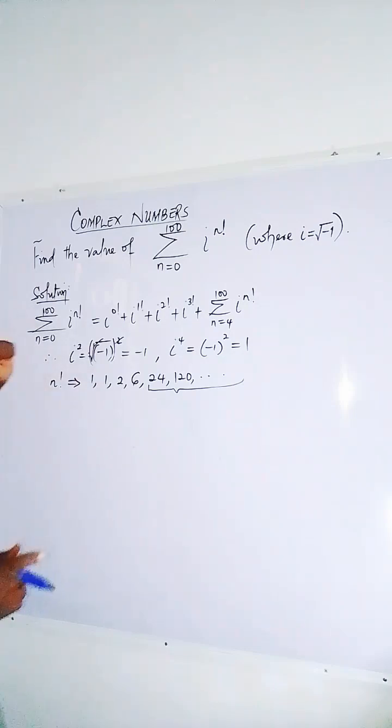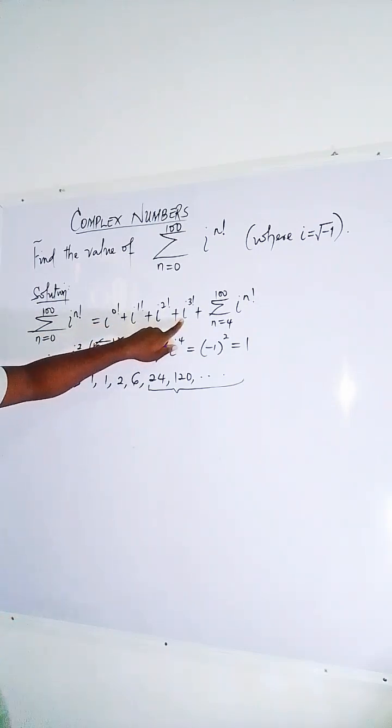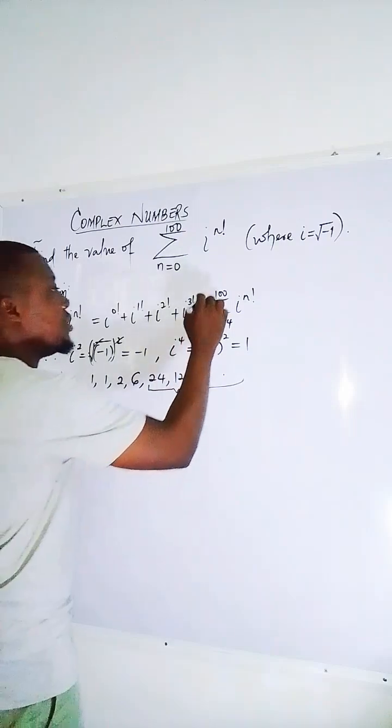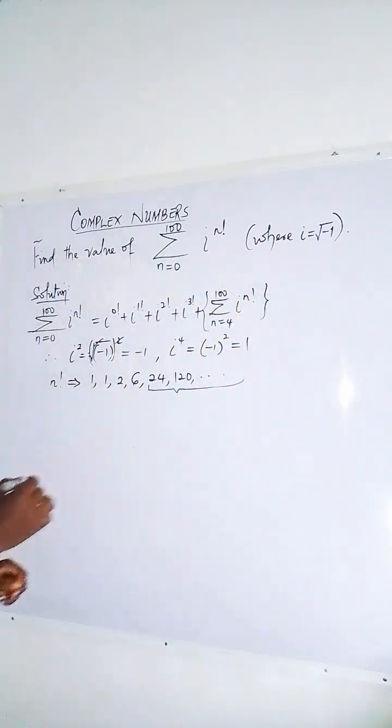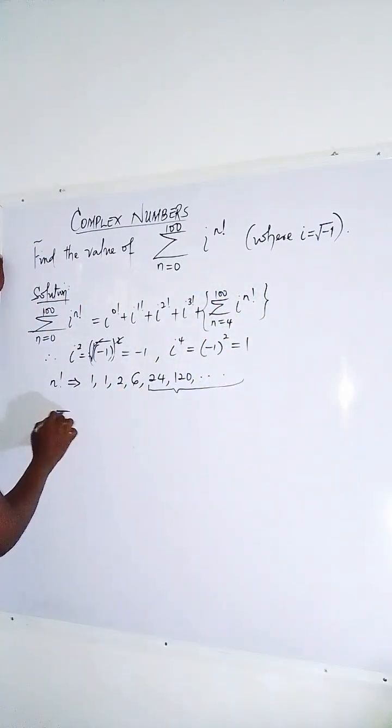And don't forget, we are having 101 times. We have used 1, 2, 3, 4. So that means that we will be having 97 remaining times for this given summation here. That's what we'll be having. So now, if that is the case, let's move on.